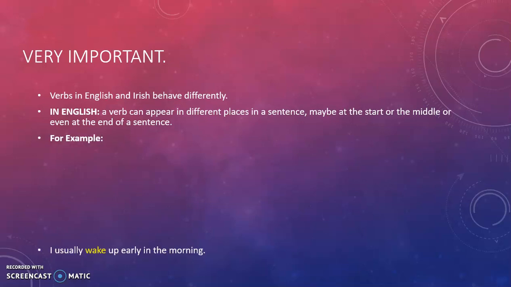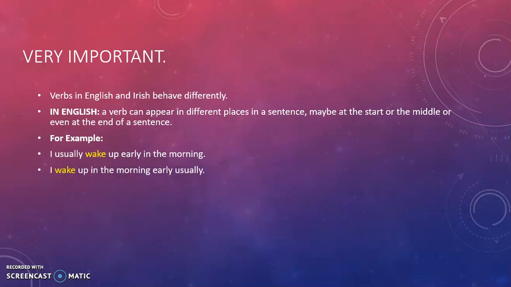For example, I usually wake up early in the morning. I wake up in the morning early, usually. Early in the morning, usually, I wake. You can see from this that the verb, which is marked in yellow, wake, in the first example is the third word in the sentence. In the second example, it's the second word in the sentence. And in the last example, wake is the last word in the sentence. So the verb has taken three very different positions in these three different sentences.